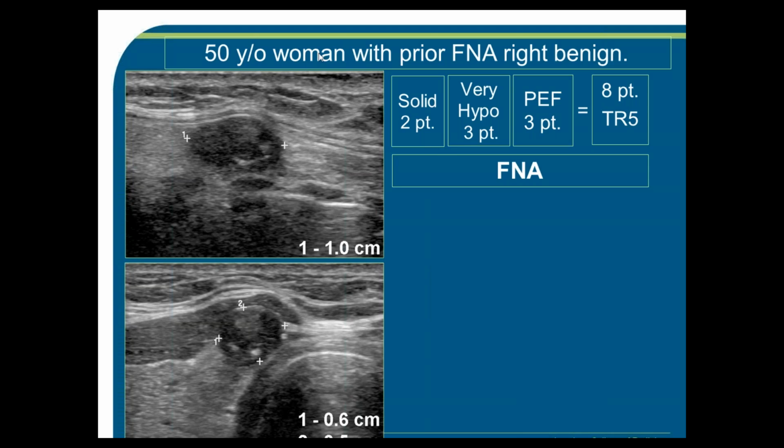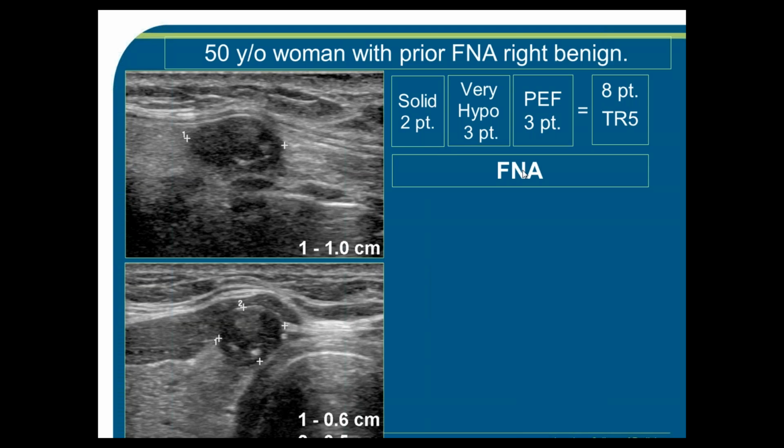Here's a 50-year-old woman with a prior history of FNA of a right-sided nodule that was benign. Now she comes in with this nodule seen. It's solid, very hypoechoic, has PEFs, 8 points. It's a TR5 nodule, and it measured a maximum of 1 centimeter. So normally this would meet our criteria for FNA, just barely, but it would meet that criteria.